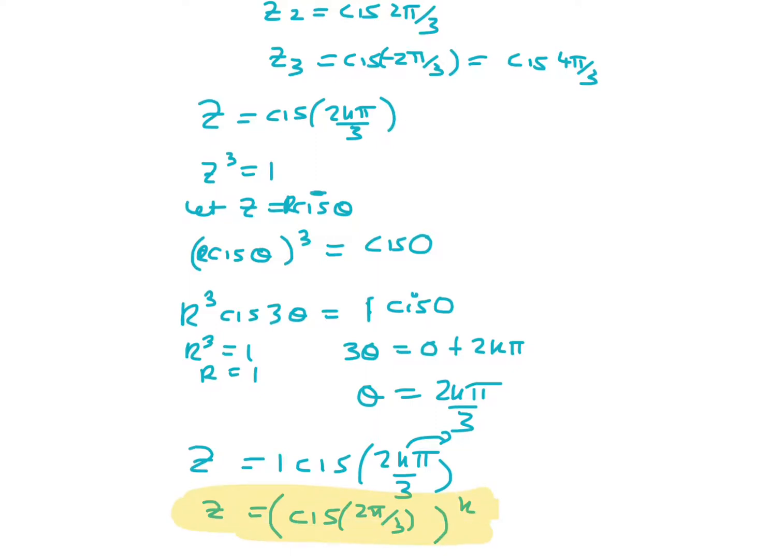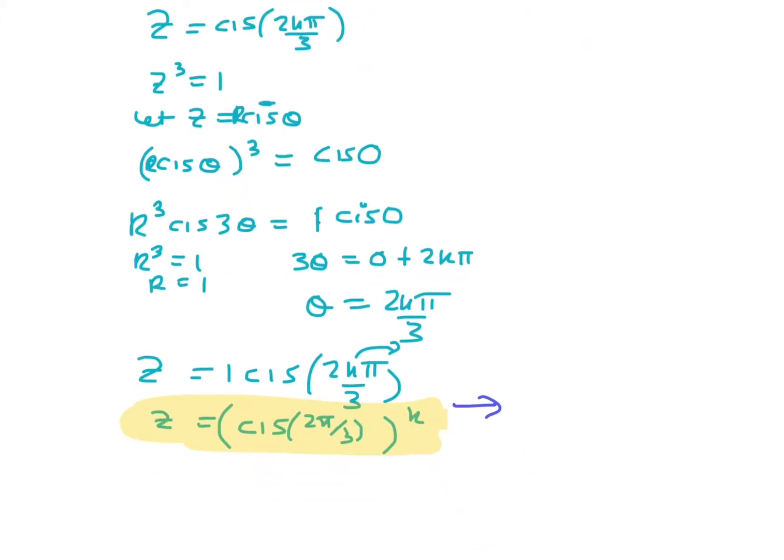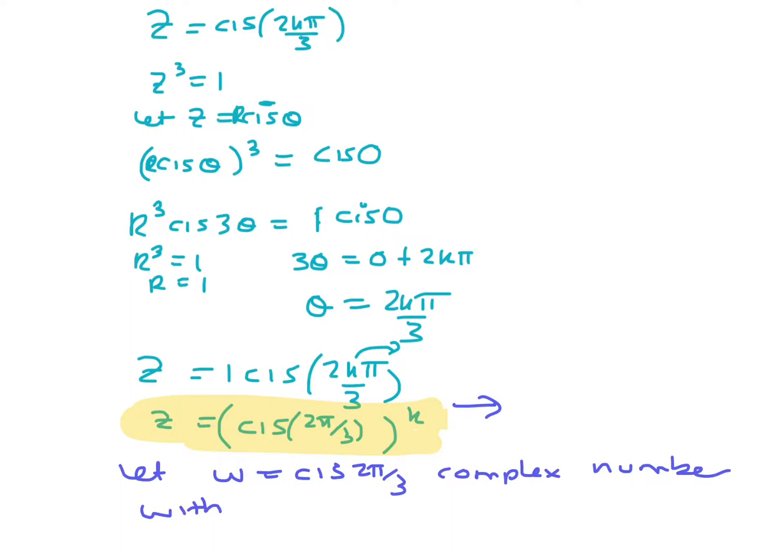So very often then, you're asked to do stuff with what you notice is omega. And what you do is you let omega equal cis 2 pi on 3. It's the complex number with the smallest positive argument.